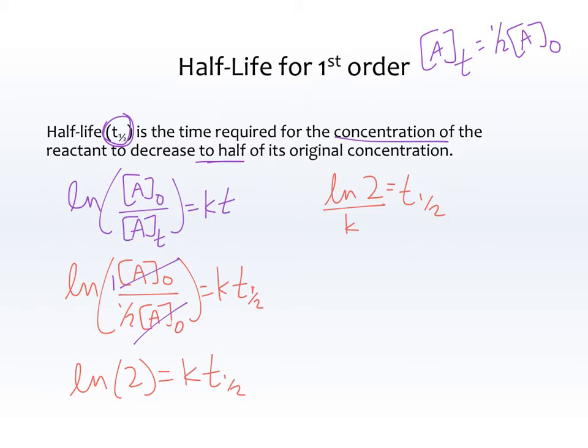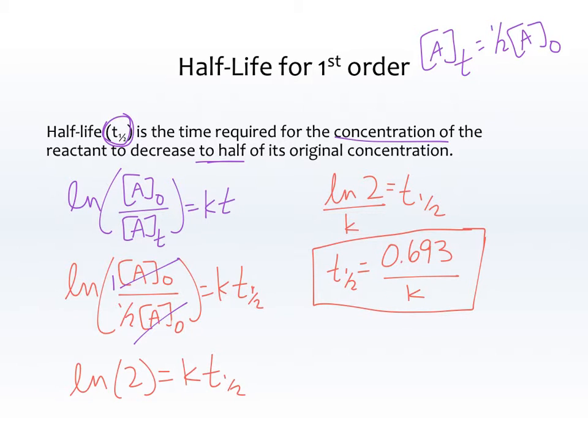Well, the ln of 2 is a constant. ln of 2 is always the exact same number, and that is 0.693. So for a first order reaction, half-life is 0.693 over k. So this is your half-life equation that you get to memorize for a first order reaction.